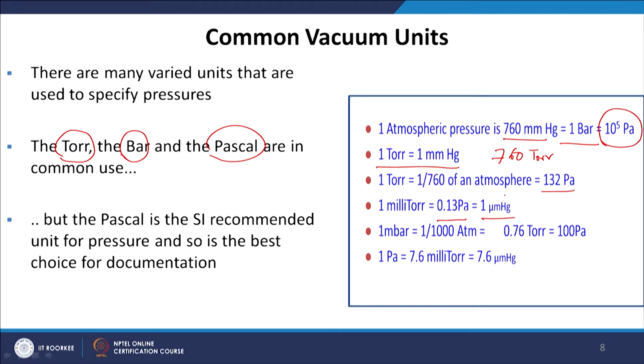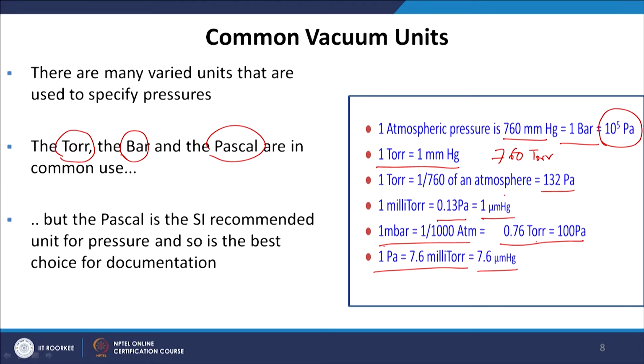So, obviously 1 torr is 1 mmHg, and you need 760 torr to make 1 bar, which is equal to 10 to the power 5 Pascal, or 1 torr is 132 Pascal. So, 760 torr is equal to 760 into 132 Pascal, which is equal to 10 to the power 5 Pascal. 1 millibar is 1 by 1000 atmosphere, 0.76 torr is equal to 100 Pascal, and 1 Pascal is 7.6 millitorr, which is equal to 7.6 microns of mercury pressure.